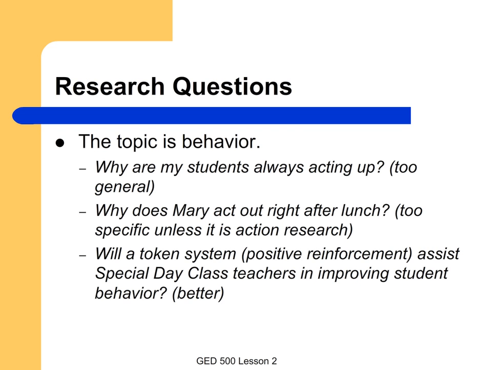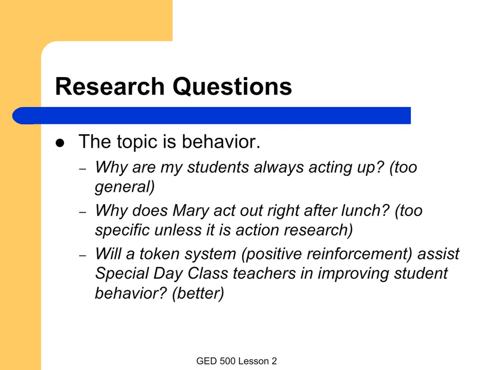Or if we have a too specific question, why does Mary act out right after lunch? Now we could use this for an action research project, but again, we're only looking at one student and one particular context. The only way that this might be possible is if you do an action research or if you did just a single subject, in this case, Mary, and look at her lunchtime activities. But really speaking, it's a little too specific for the majority of you and the majority of the things that you're interested in doing.